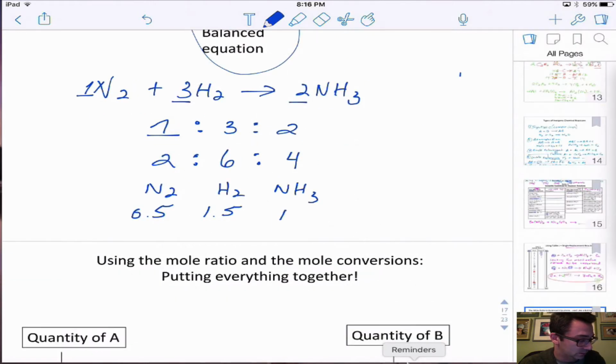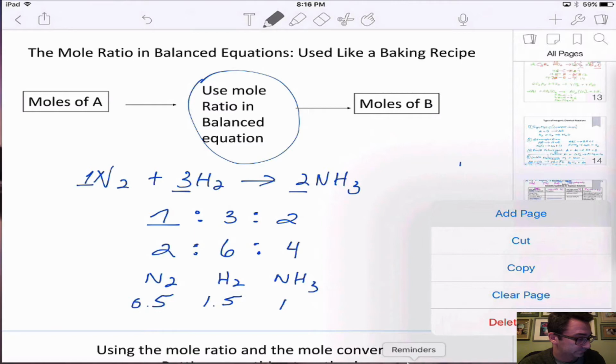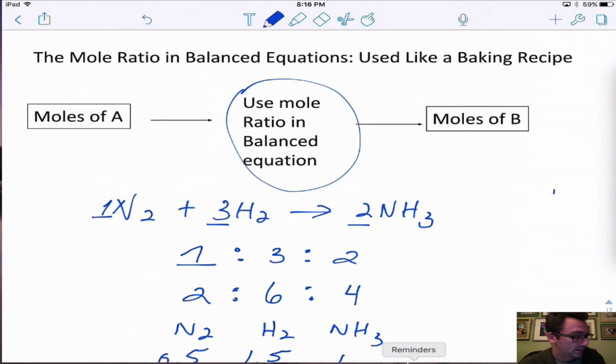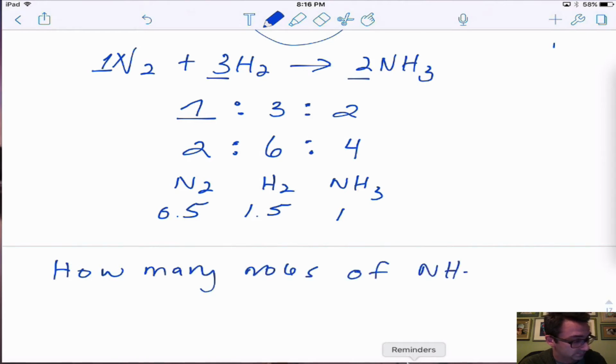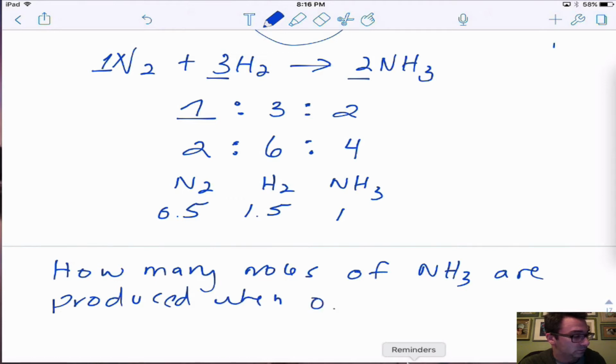If I just quickly insert a page here, I could do something like this with the same exact equation. It would look like a word problem. It would say, how many moles of NH3 are produced when 0.625 moles of H2 are consumed.